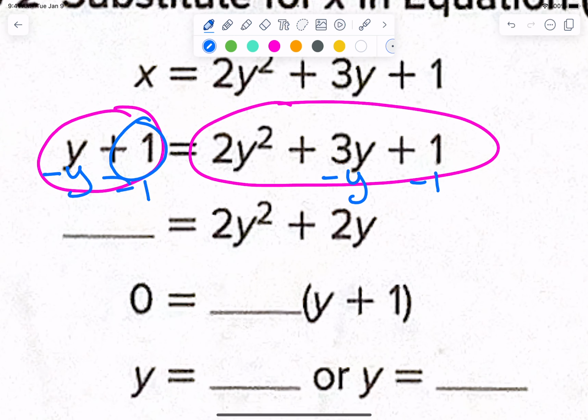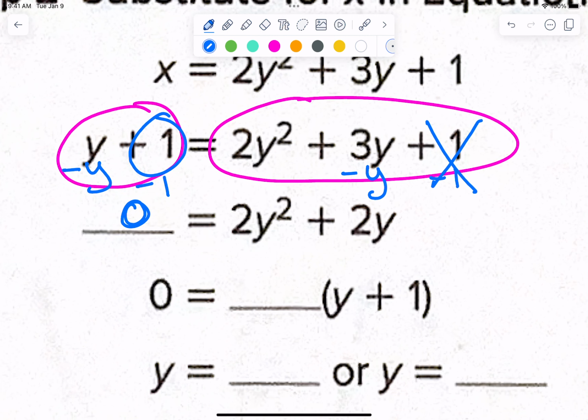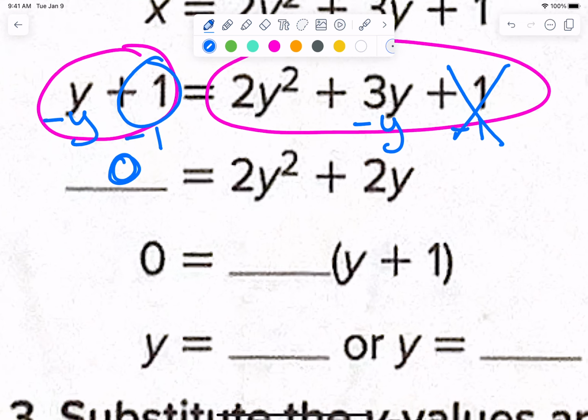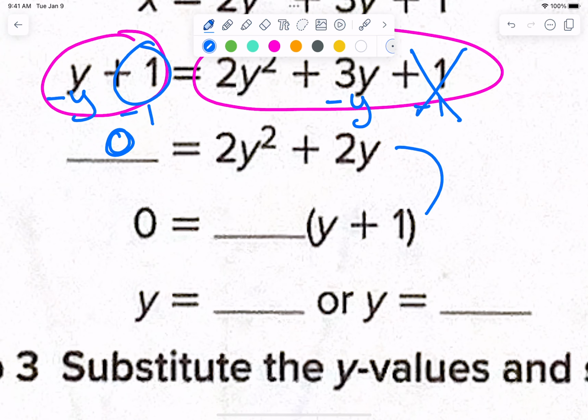If I subtract 1 and subtract 1, what's on the left side? 0. So 0 equals 2y squared. 3y minus y is 2y, and the 1's go away. Now I have 0 equals 2y squared plus 2y. What did they do from this step to this one? They took out a 2y.